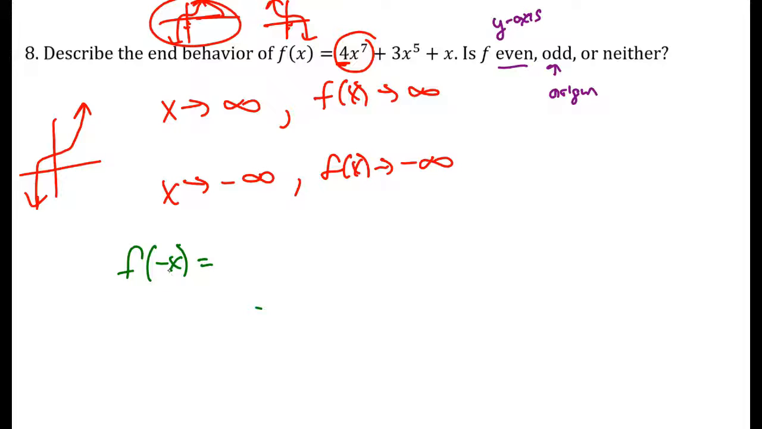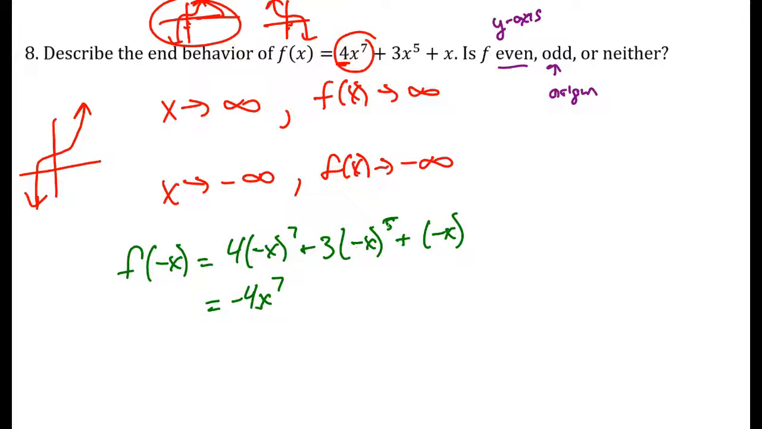What happens when I plug in a negative x? Well, I get 4 times negative x to the 7th plus 3 times negative x to the 5th plus negative x. Well, a negative to an odd power is going to be negative, so negative 4x to the 7th. Negative to an odd power is still negative, so minus 3x to the 5th minus x. Well, I didn't get the same thing. I didn't get my original function back, so it's not even.